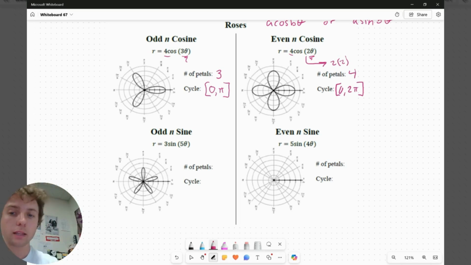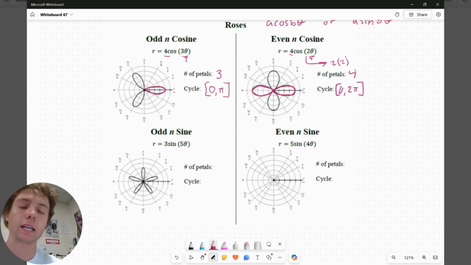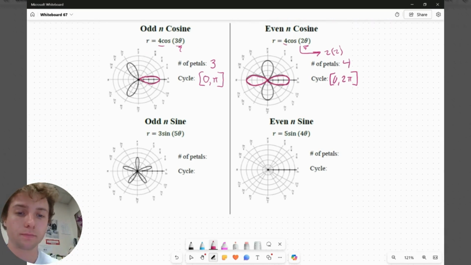Some other intriguing things to note. Notice where these graphs are formed. One thing that is always true is whenever you have cosine, one of the petals will always be around the x-axis, just like it was for the circles. Notice we have one of our petals here around the x-axis. We have 2 different petals here around the x-axis. That's how we can tell it's a cosine function.